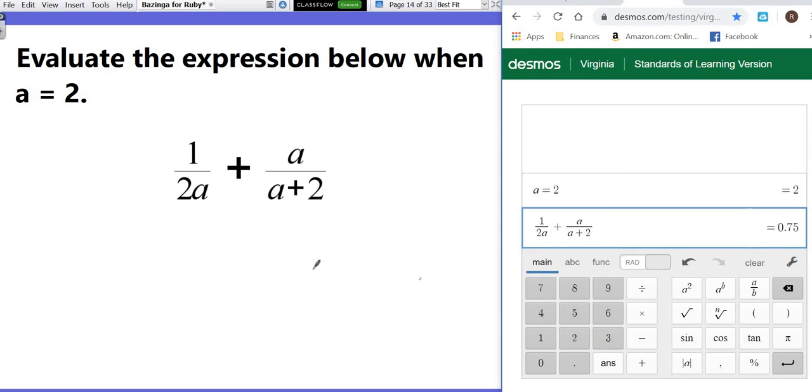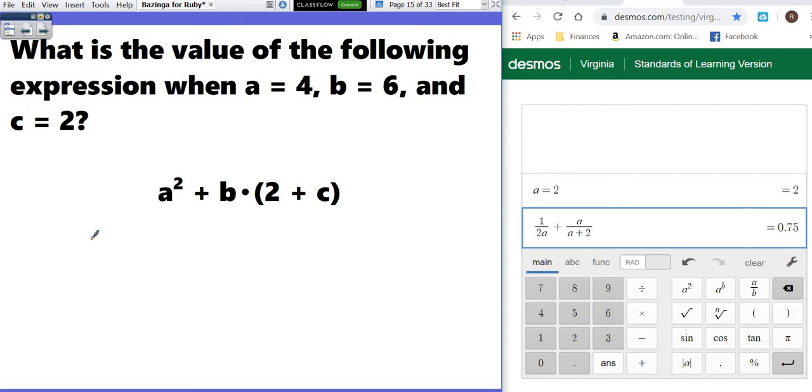is on the bottom. So let's check to make sure we've got it exactly the way we need it. A equals 2. 1 over 2A plus A divided by A plus 2 is equal to 0.75. So again, you just have to be careful, and if you have any questions on how to put any of these into a calculator, you just need to ask us and we'd be happy to show you.